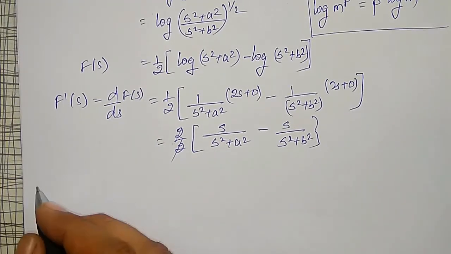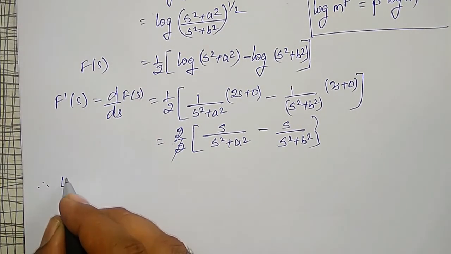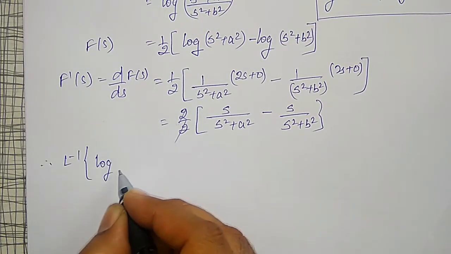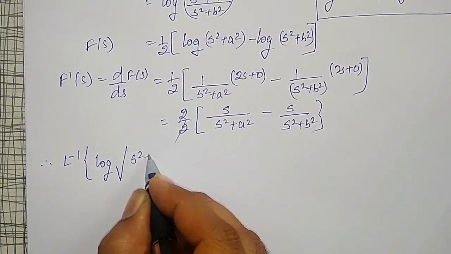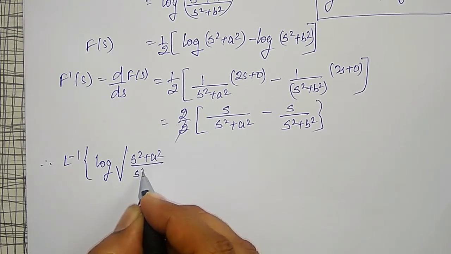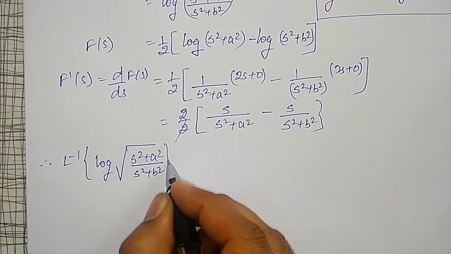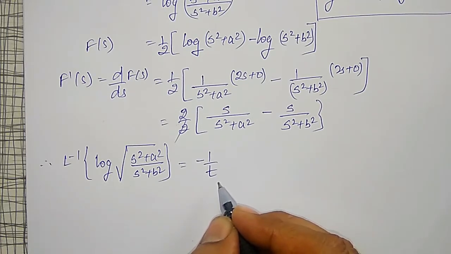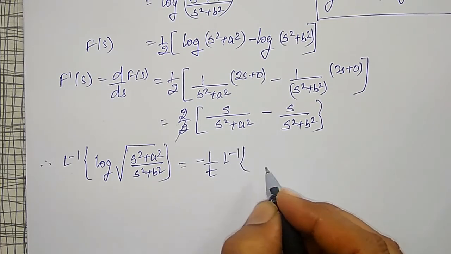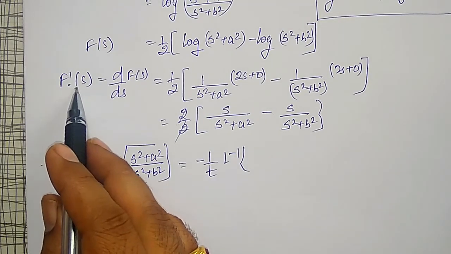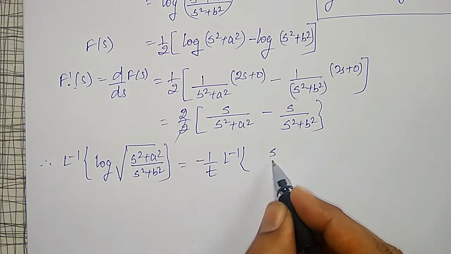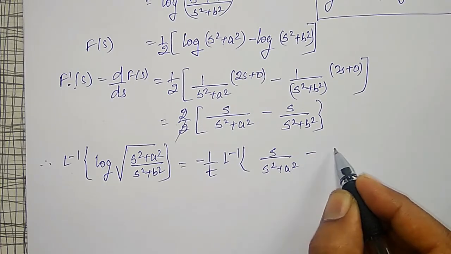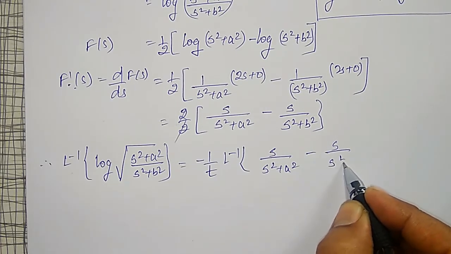Therefore, inverse Laplace transform of f of s, that is, log of square root of s square plus a square divided by s square plus b square, is equal to minus 1 by t into inverse Laplace transform of f dash of s. This is my f dash of s, that is, s divided by s square plus a square minus s divided by s square plus b square.